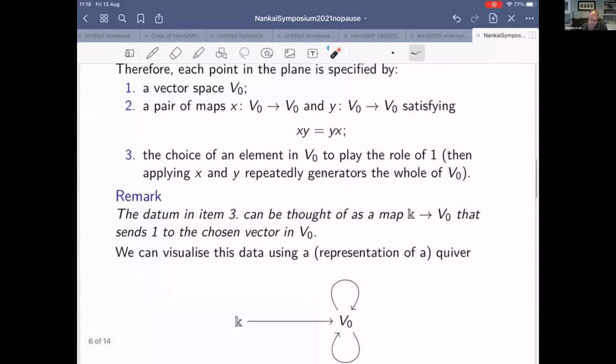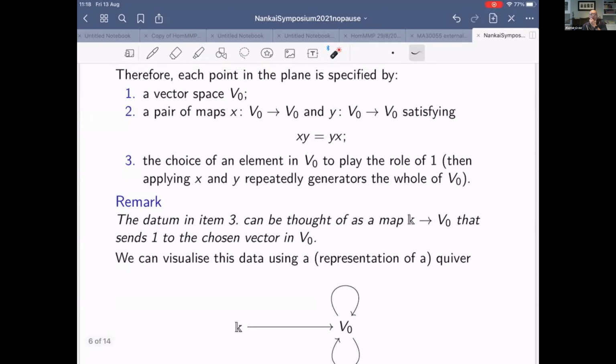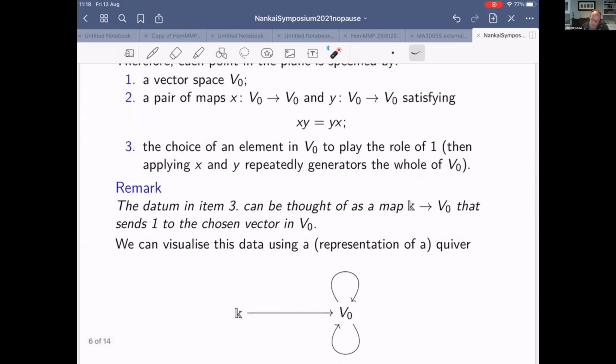And so let's visualize this. This third piece of data, to specify a vector in V0, is the same thing as writing down a non-zero map from a one-dimensional vector space, where the vector is picked out by the image of the scalar 1 in our field. And so, much of this information I can specify in this little picture here. I've got my n-dimensional vector space. I've got maps that I think of as multiplication by x and multiplication by y.